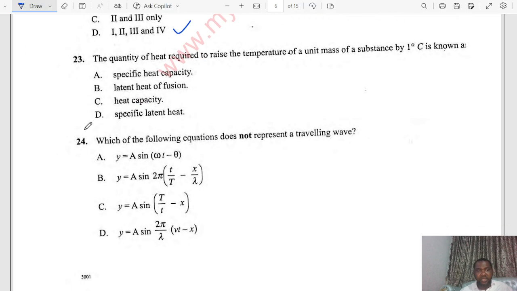Now number 23 says the quantity of heat required to raise the temperature of a unit mass of a substance by 1 Kelvin is known as specific heat capacity. Right? That is specific heat capacity. As long as it's a unit mass, it's specific heat capacity. If it was any other mass, it would have been heat capacity.